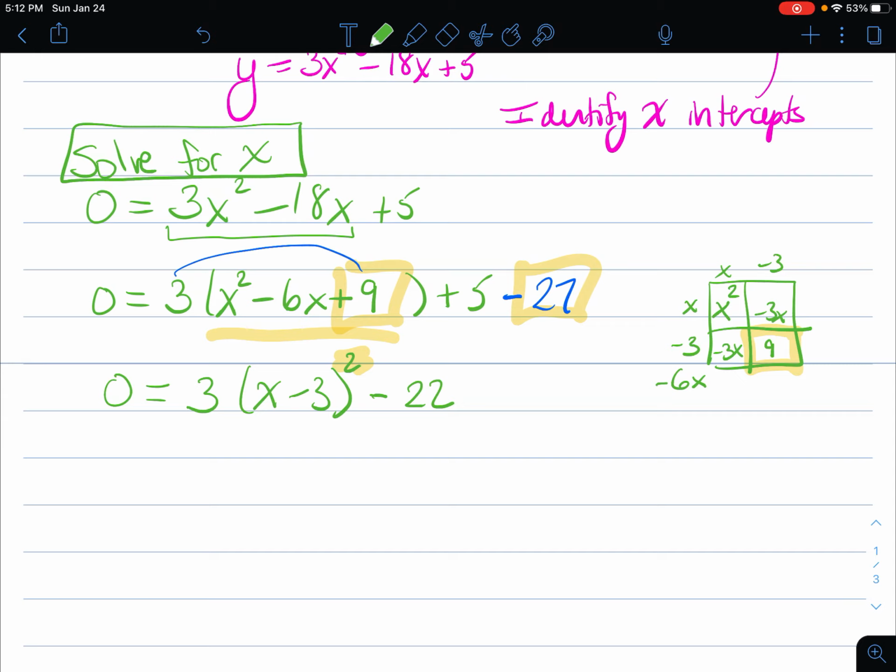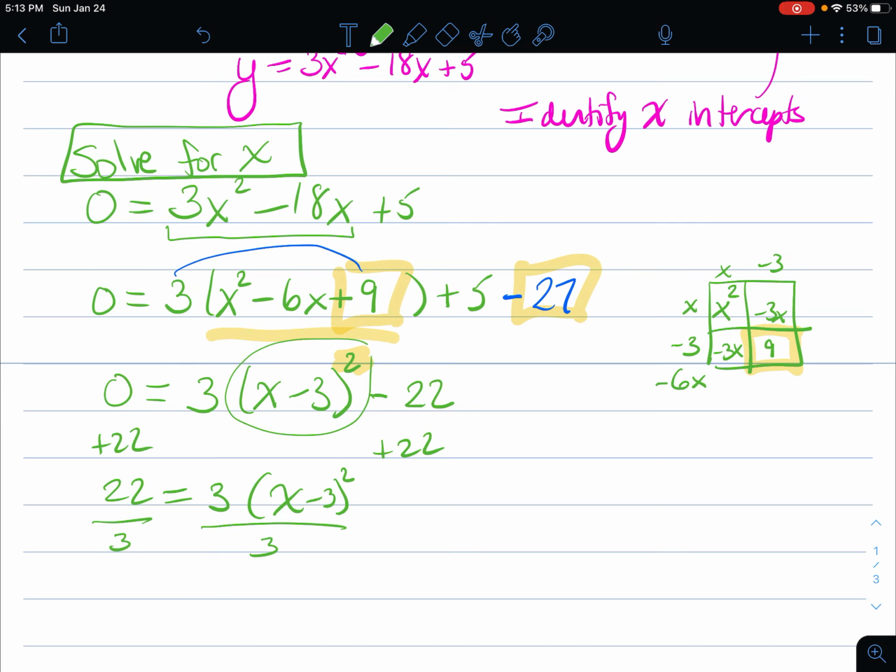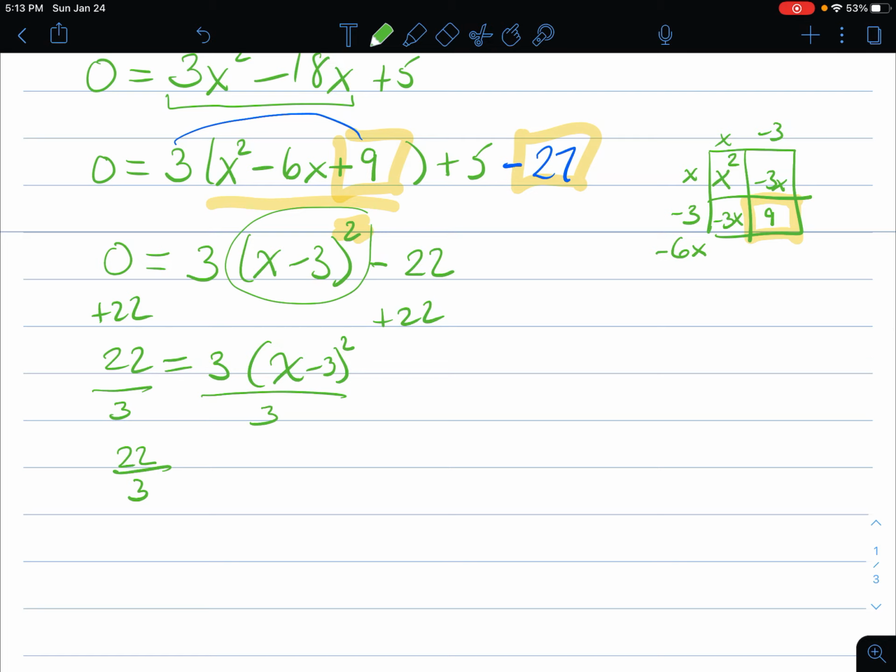What I would love to do is isolate the squared term, isolate this whole thing. So I am going to add 22 to both sides. 22 equals 3 times the quantity x minus 3 squared. And now again, I still want to get that x minus 3 quantity squared alone, because then I can undo it by taking the square root. So let's divide by 3 first. Now this does not come out nice, which is okay, no worries. And we have x minus 3 quantity squared.